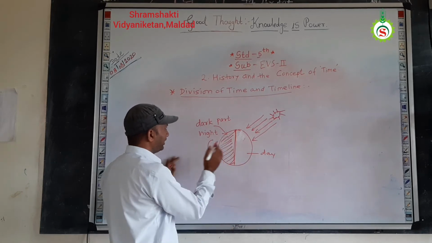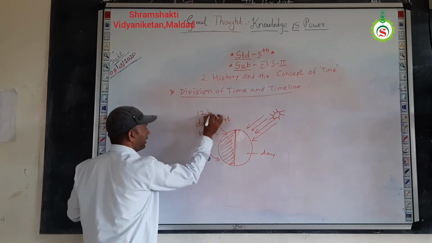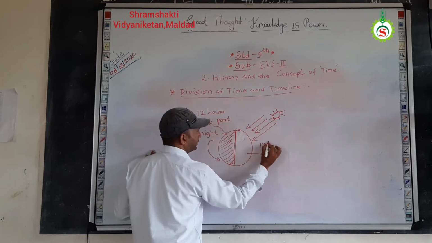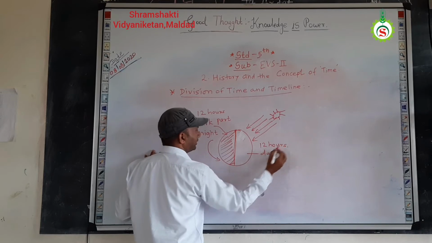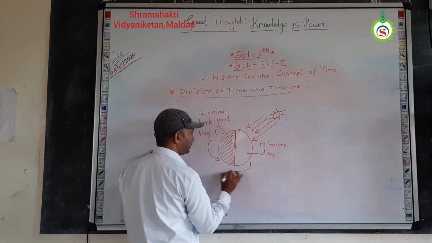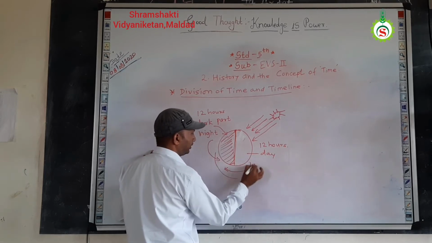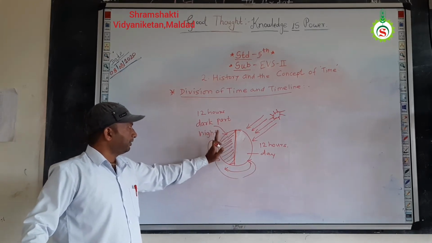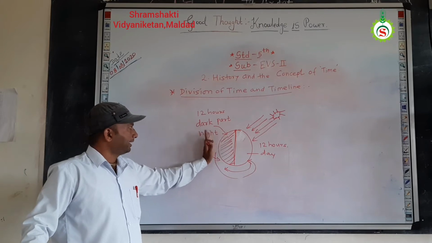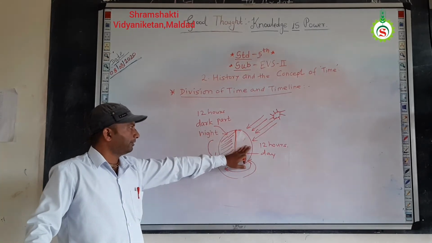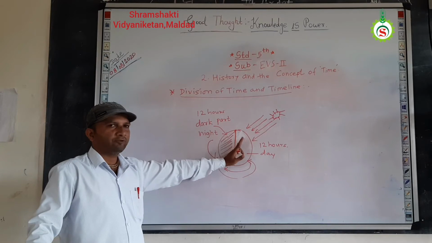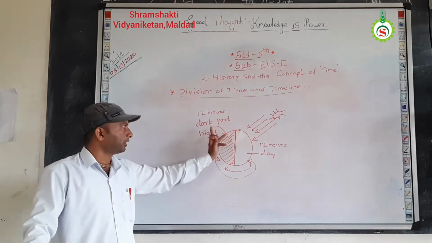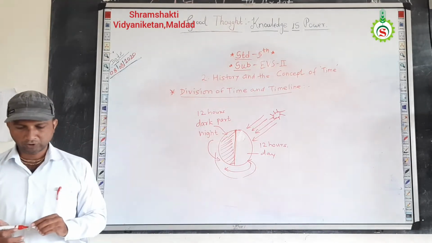And this is a period of 12 hours, and this is also a period of 12 hours. After 12 hours this side goes towards that side and that side comes towards this side. So after 12 hours the side which had night has day, and the side which had day for 12 hours has night after those 12 hours. Understand? So it continuously rotates after every 12 hours.